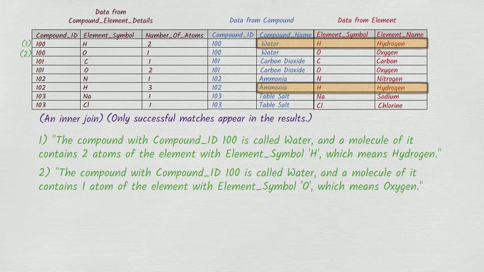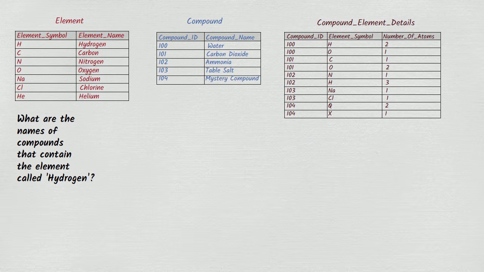With all this in mind, let's translate the question, what are the names of compounds that contain the element named hydrogen, into an SQL query. And as a bonus, let's write the query in such a way that its output shows us the compounds' IDs as well as their names.